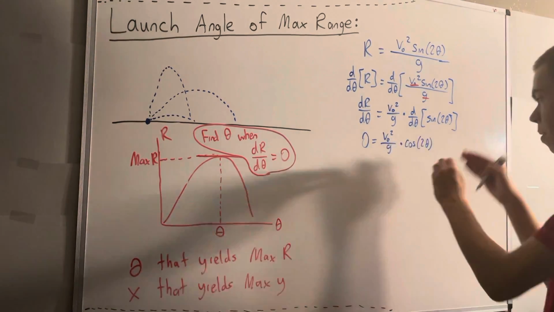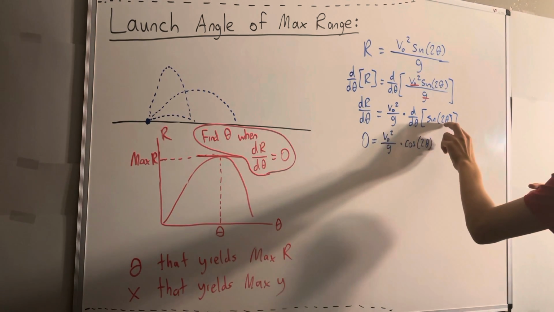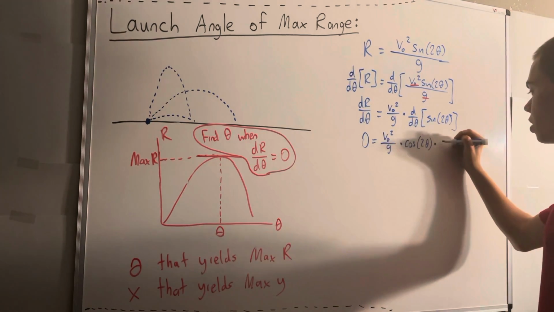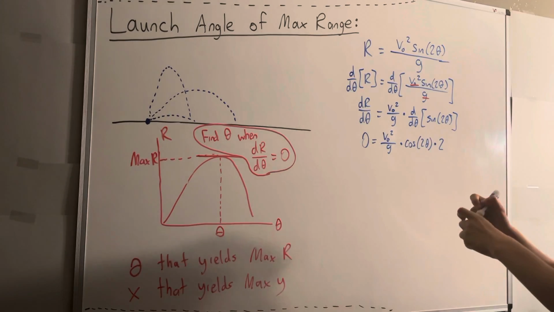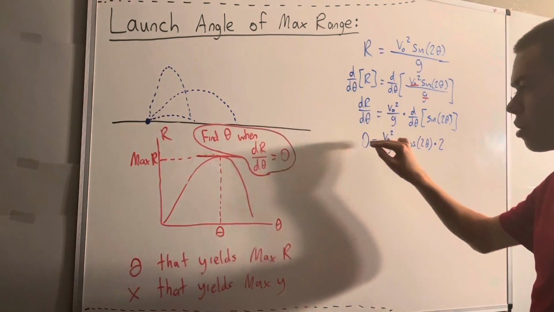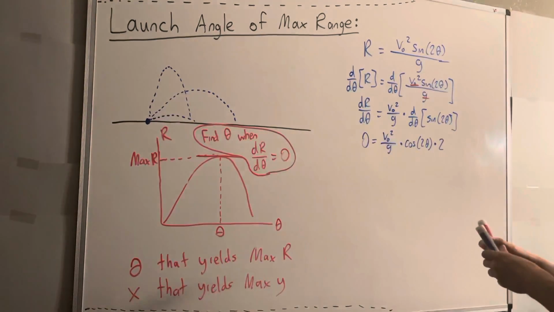And then remember, we have to take the derivative of the inside part, which is 2 theta. The derivative of 2 theta is 2. And so this is just the idea of the chain rule, right? And also, remember, now we set dr over d theta equals 0. Now we've got to solve for theta, because that would be the launch angle that we get.